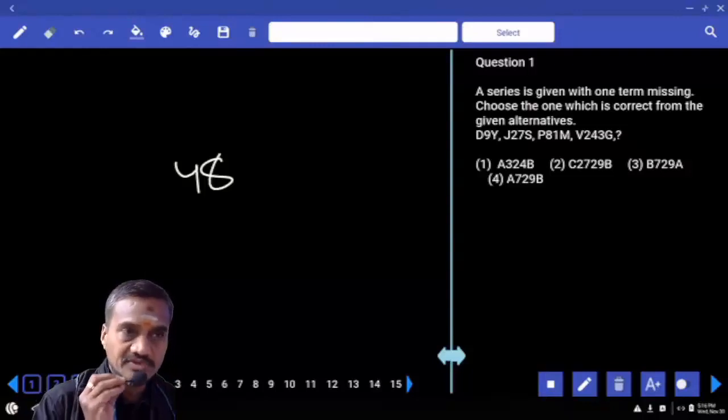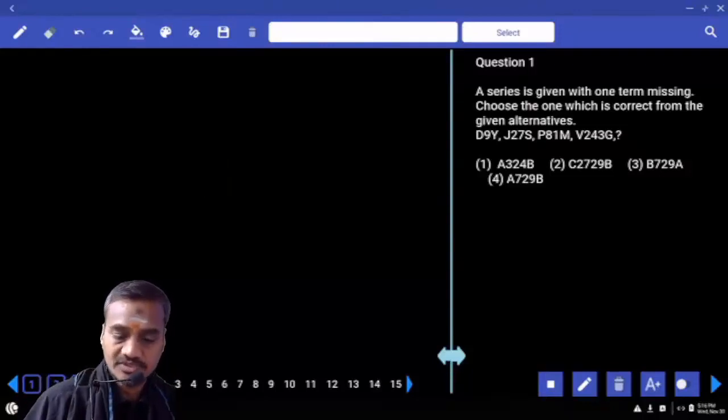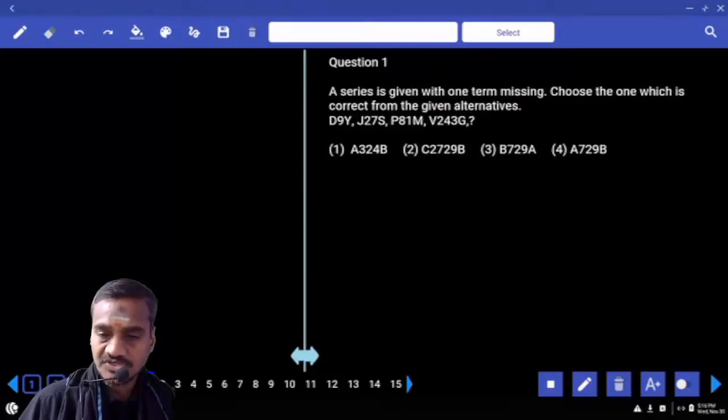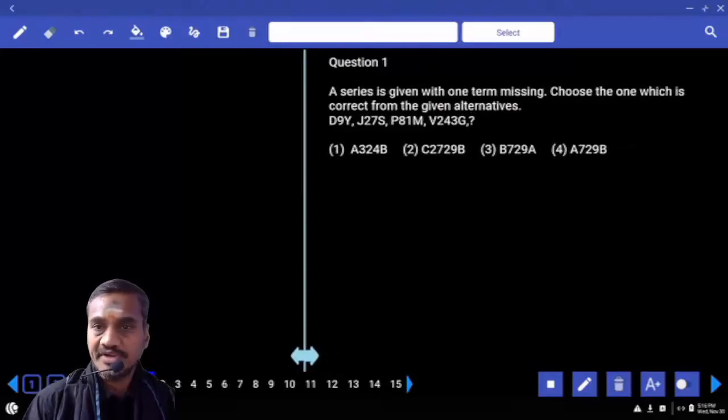SSC CGL Tier 1, paper number 48, question numbers 1 onwards. Now in this reasoning section, question number 1, any answer to this?